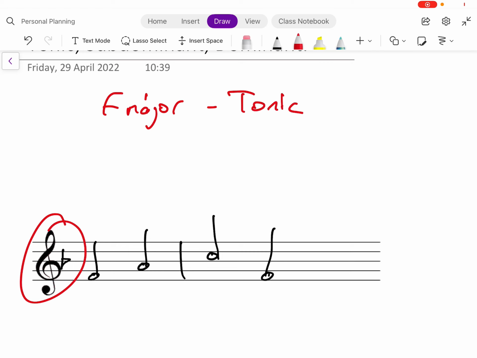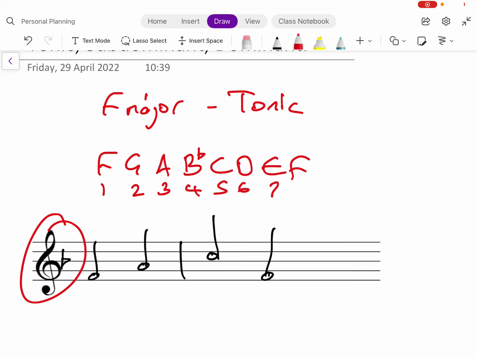Okay, so again, we're going to work out the major scale. So we go F to F. F, G, A, B, C, D, E, F. Then we add in any accidentals, B flat. And then we number them, 1, 2, 3, 4, 5, 6, 7, 8. And then we find the tonic. Now the tonic is the number 1 note of the scale. So it's going to be F. So I've got a couple of Fs here. I've got this one and this one. I'm just going to circle that one.